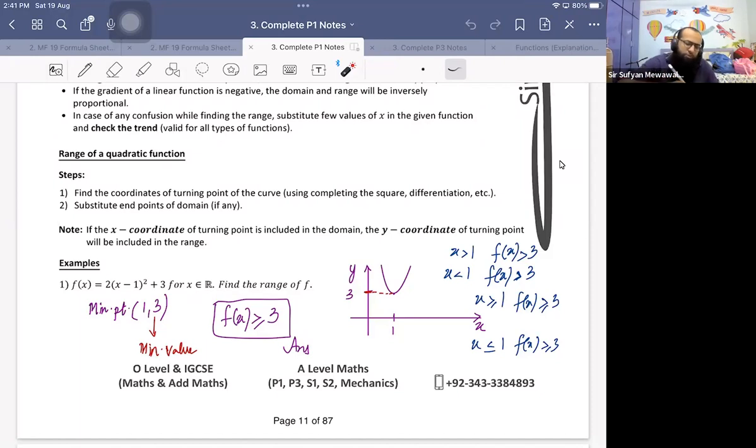The first step, find the coordinates of turning point of the curve using completing the square, differentiation, etc. तो हमने कहा था लीनियर फंक्शन में कोई टर्निंग पॉइंट नहीं होता, बट क्वाड्रेटिक फंक्शन में टर्निंग पॉइंट होता है. लिहाजा हमें टर्निंग पॉइंट के कोऑर्डिनेट्स निकालने पड़ेंगे. We will have to find the coordinates of turning point, right. The first step, find the coordinates of turning point.